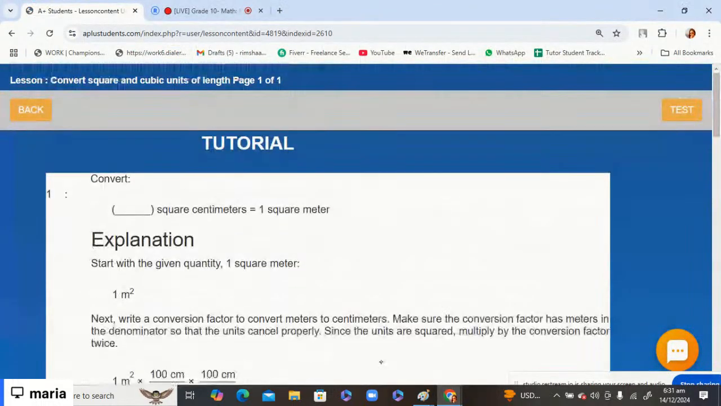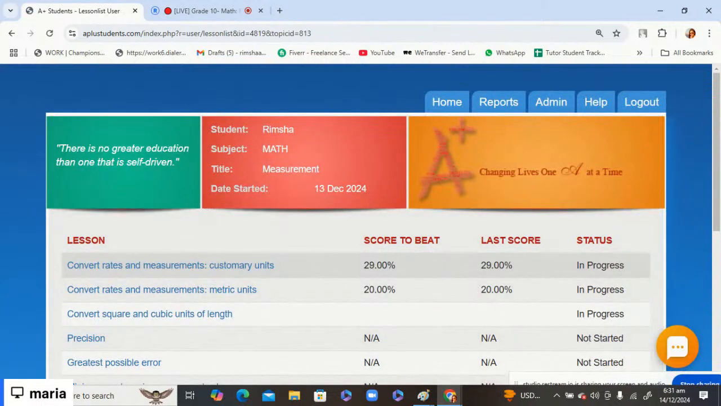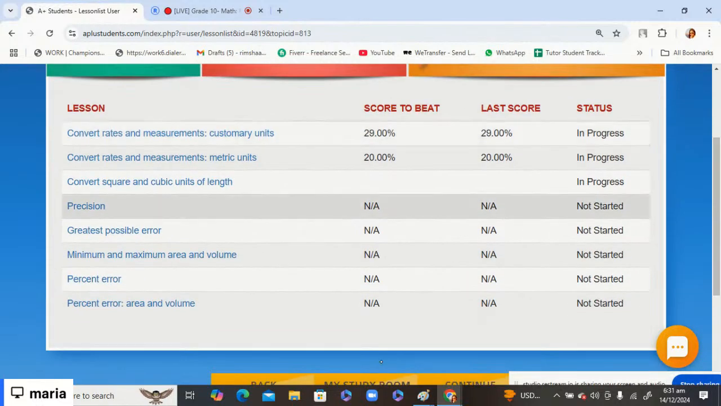Okay, this is the lesson. Hope you guys understand this lesson. Solve the rest of the questions by yourself. Now let's discuss this lesson, precision.